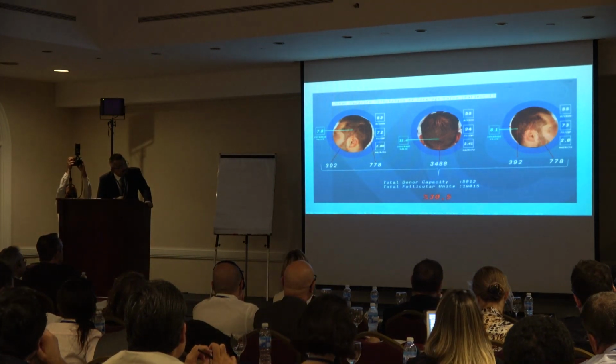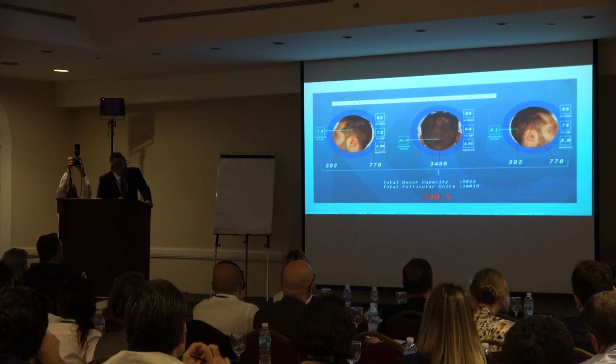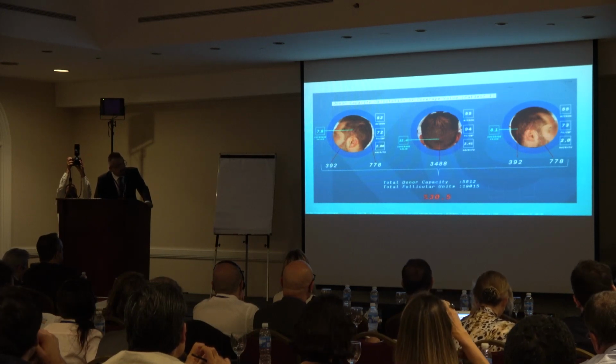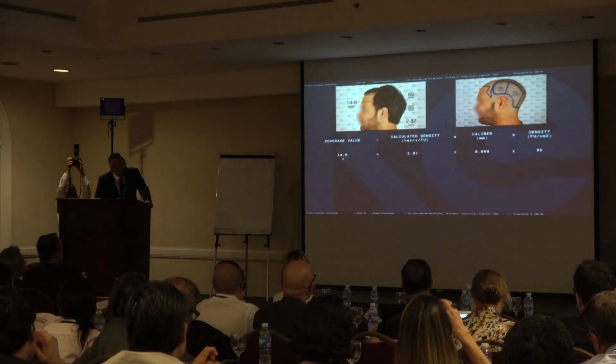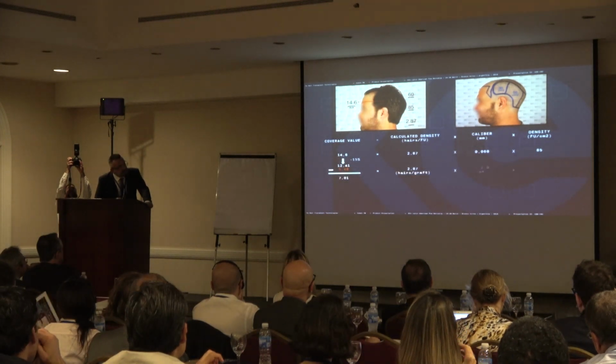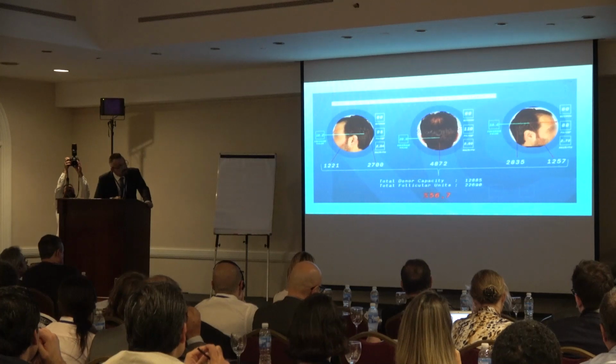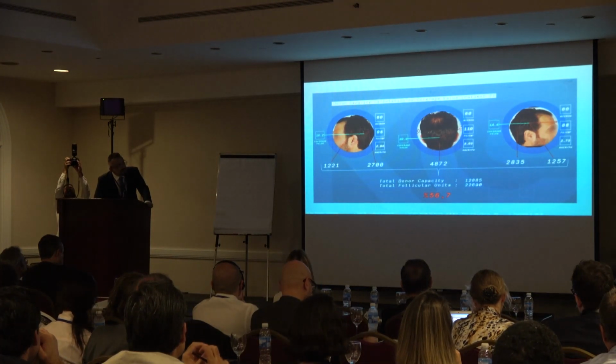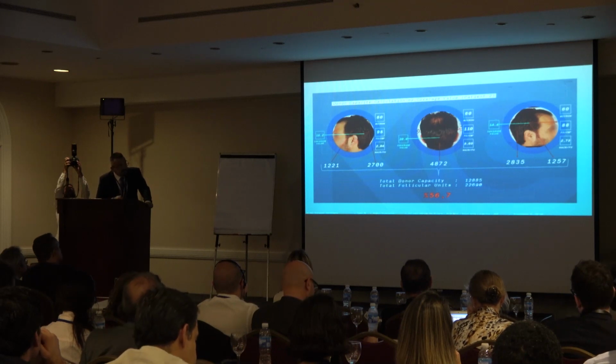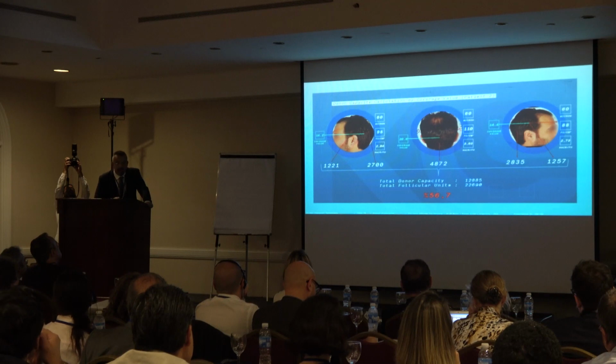When I repeat this in different parts, I'm finding the total donor capacity. In this case, 5,812 grafts I can extract, which is only 30% of total follicularity. But when I repeat the calculations with the second case, it's another situation. Look, his total donor capacity is 12,885. And in this case, because of high coverage values, I can use 56% of his total follicularity.